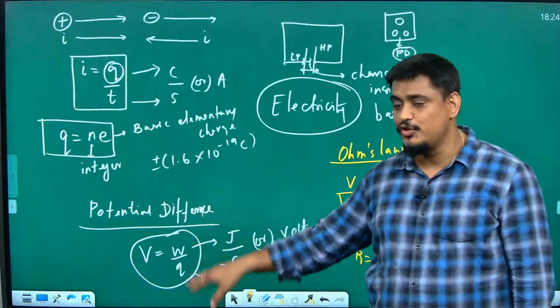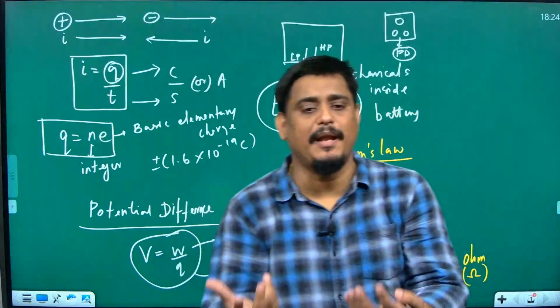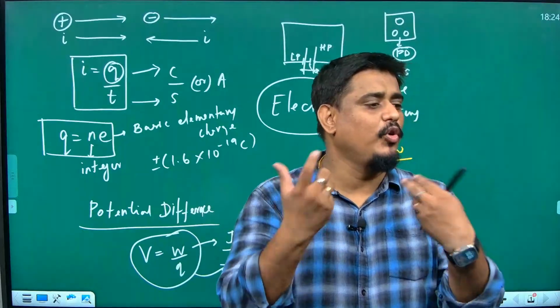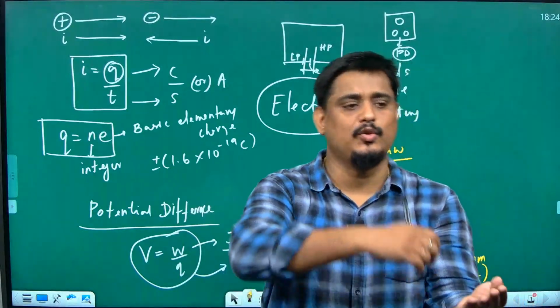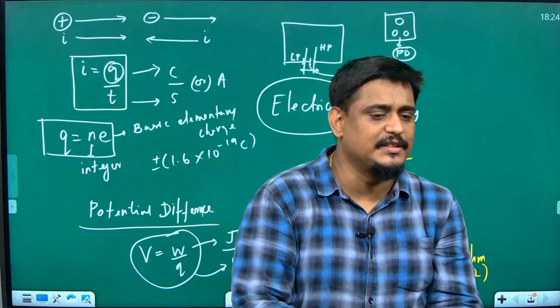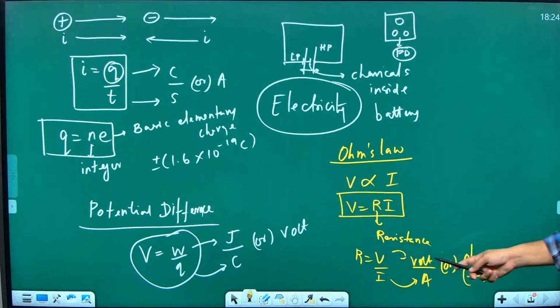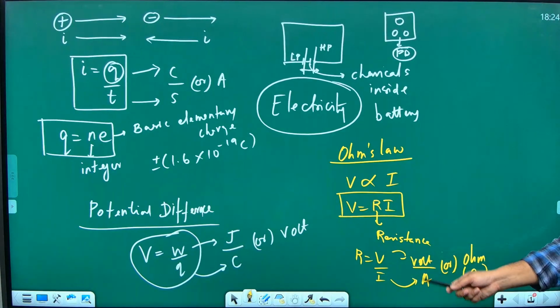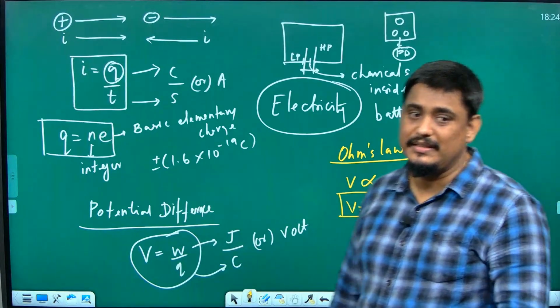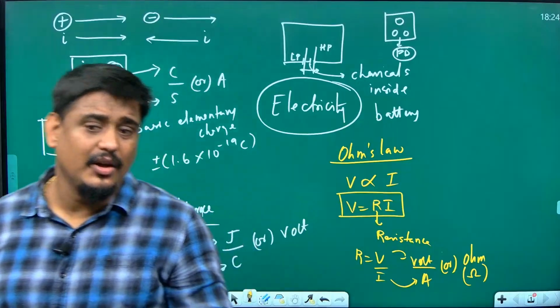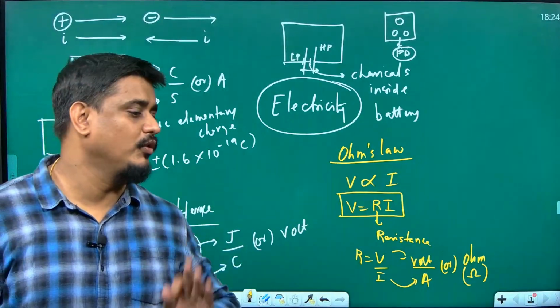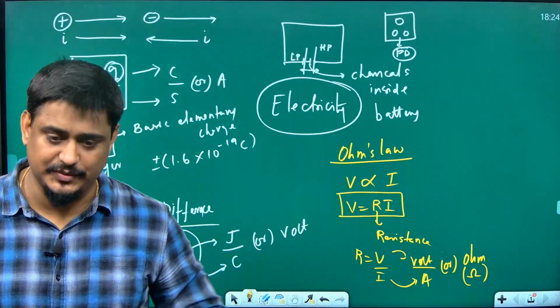Same way, 1 volt is that potential difference which will enable 1 coulomb of charge to have an energy of 1 joule. So if 1 joule of energy is applied to move 1 coulomb of charge from one point to another point, then the potential difference is 1 volt. Same way, if 1 volt of potential difference is applied to produce a current of 1 ampere, then the resistance will be 1 ohm. That is the way you can define 1 ampere or 1 ohm or 1 volt. Anything may be asked in the examination.